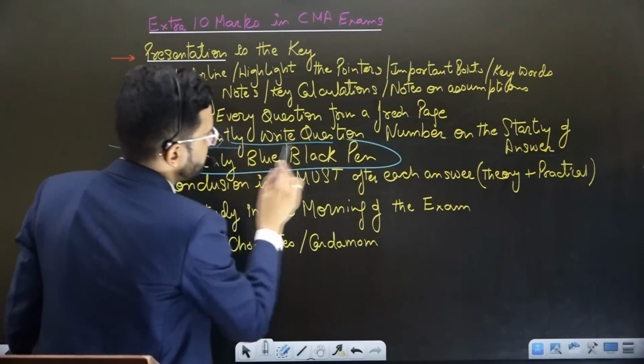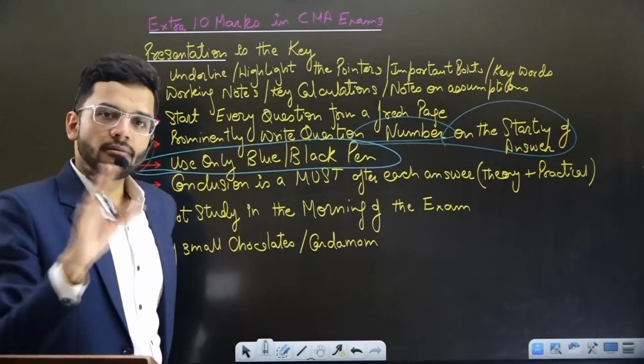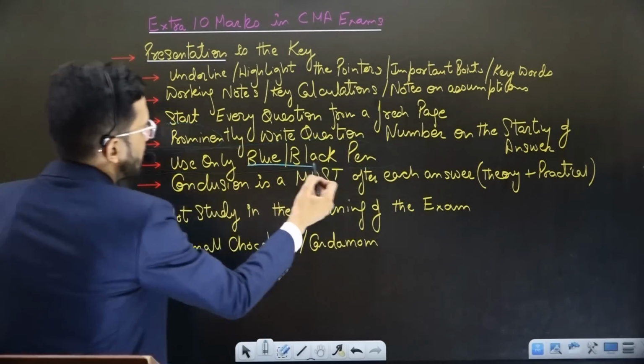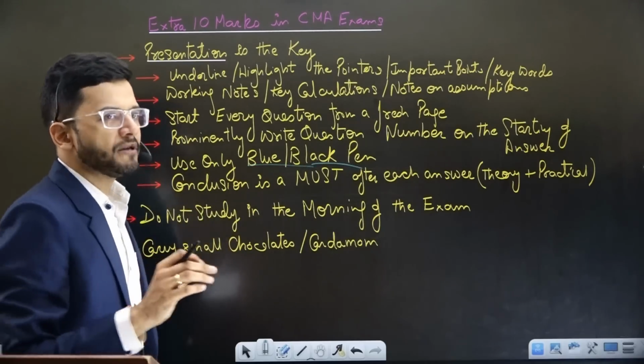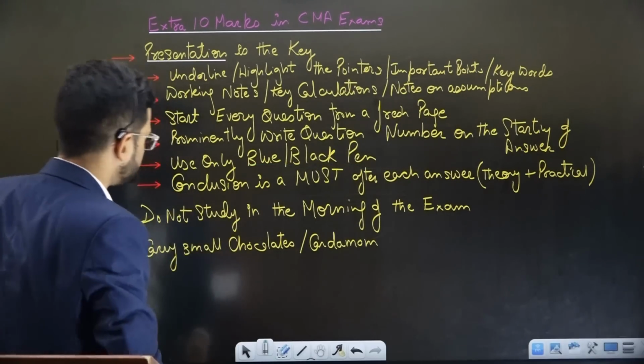Use only a blue or black pen. We have already discussed it. No glitter pens, no colored pens. Anything else is not permitted. Only blue and black pen. Avoid using a pencil also. No need of using a pencil. But yes, some students use a pencil for underlining, which is okay.